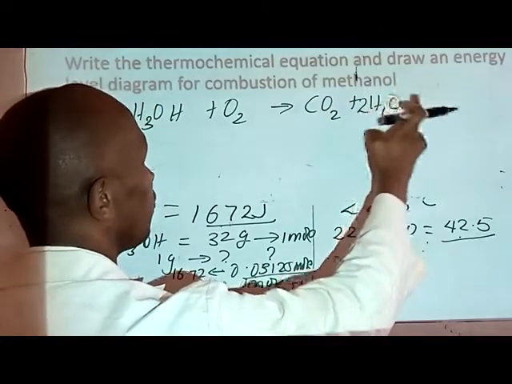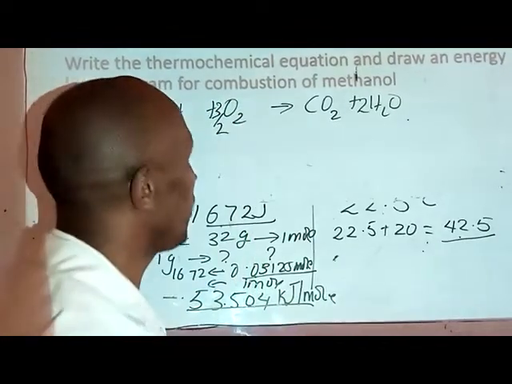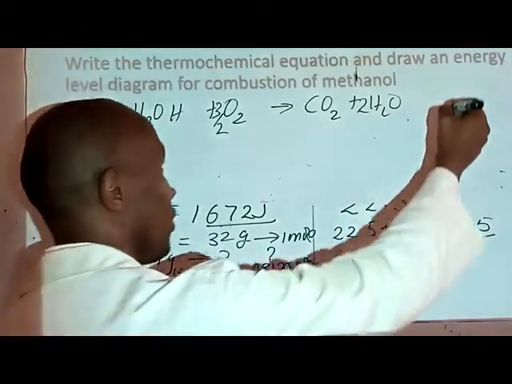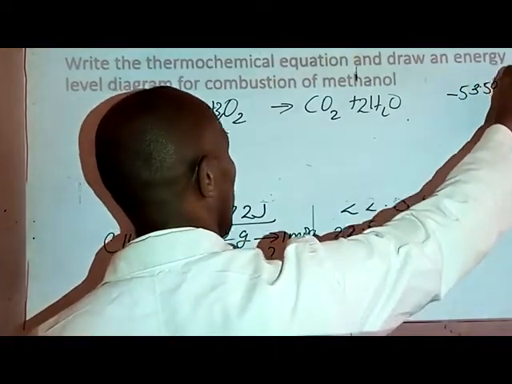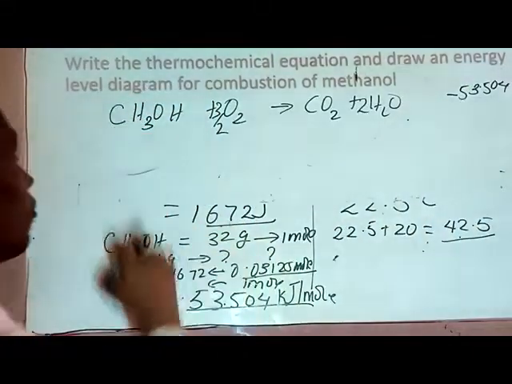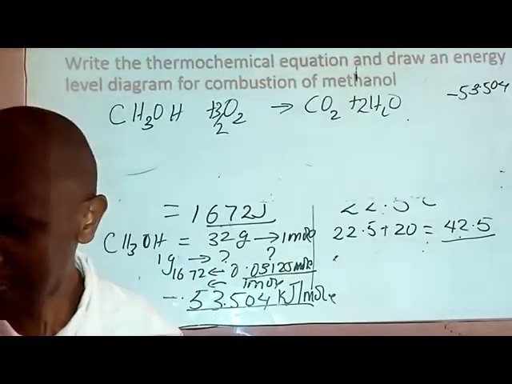I have 4, I have 3, so I can write 3 over 2 there. That equation is going to be balanced. So this is negative 53.504 kilojoules. And I can even write per mole because it's per mole of methanol. Now an energy level diagram for the same.